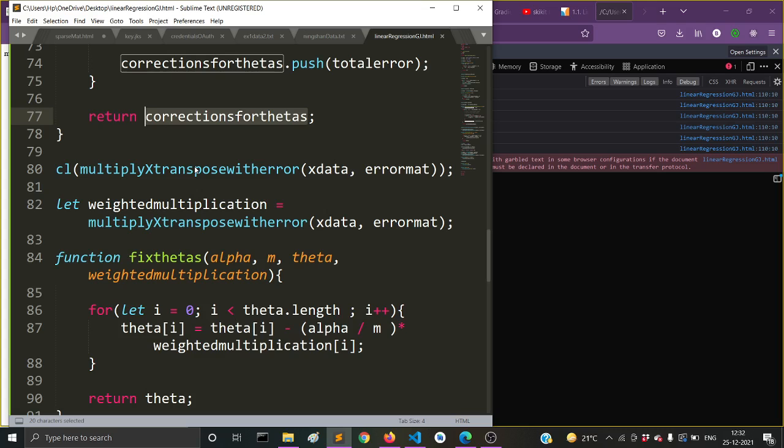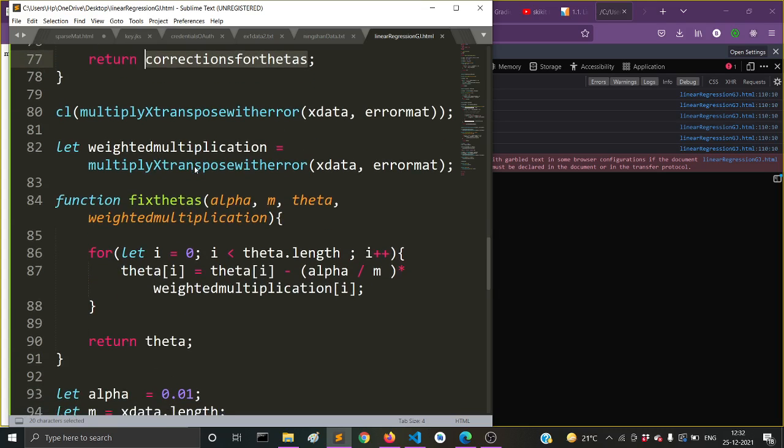Now we need to fix our thetas. So here we have created another function that fixes thetas, and here we are passing the alpha value and the m value also, and the theta, that is the previous theta values also, and the weighted multiplication also. The weighted multiplication is nothing but the weighted array matrix which we have calculated so far.